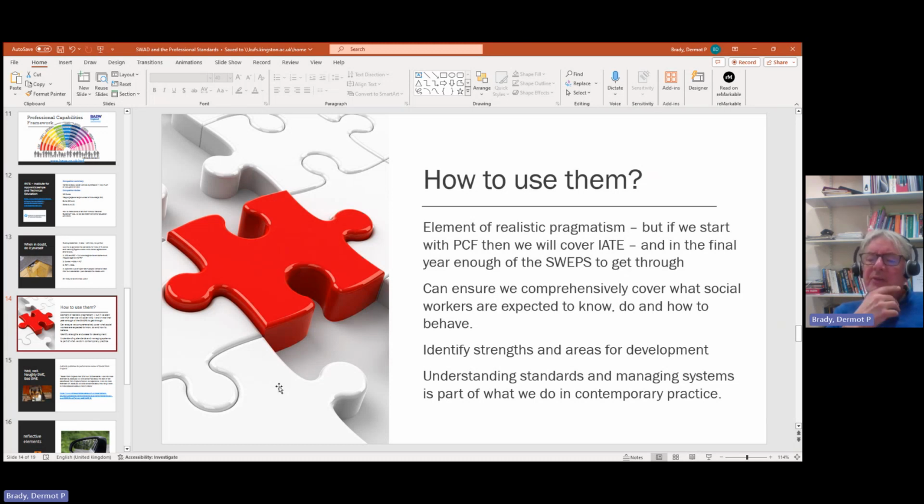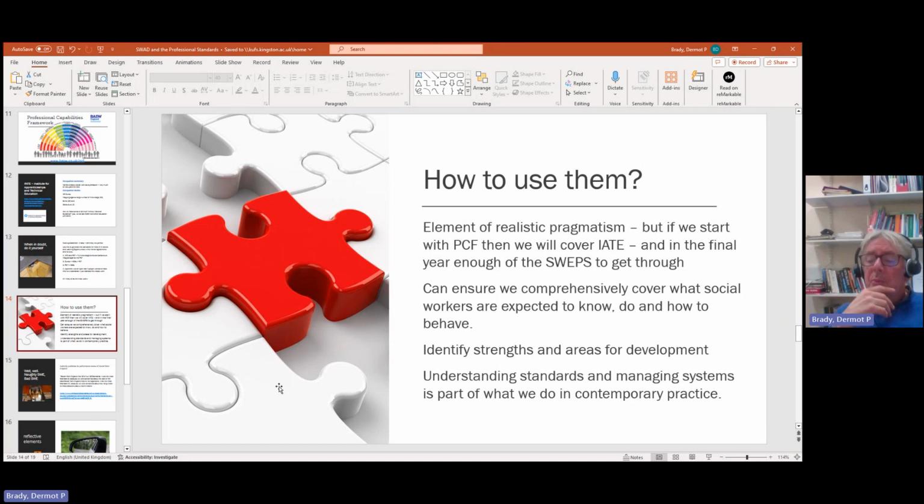They just have to indicate that they have an understanding of those standards, and we will do a class session about that. Again, I think the most useful thing is to identify strengths and areas for development, and you need both. If you're collecting a ton of evidence about strengths and ignoring the areas for development, that's really not working. So we can use it as a template for professional development. And really, understanding standards and managing IT systems, managing information systems, is part of contemporary social work practice. It doesn't matter which way you turn it, you're always going to have some element of this in your practice.